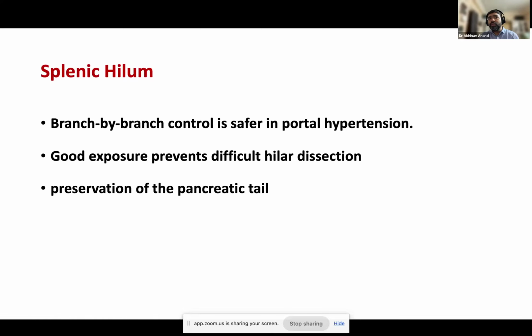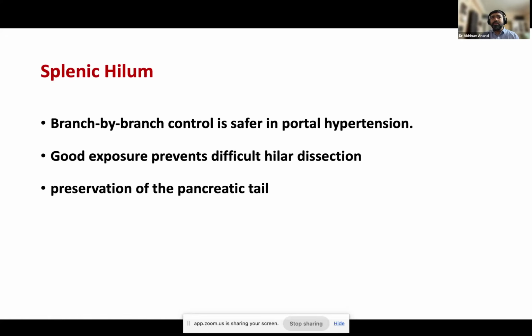Then with good exposure, I'll apply an artery forceps or any clamp. I like to hold the collateral from where it is bleeding. After I have control over it, and the area is clear, some suture can be done. Then I'll ligate it safely.